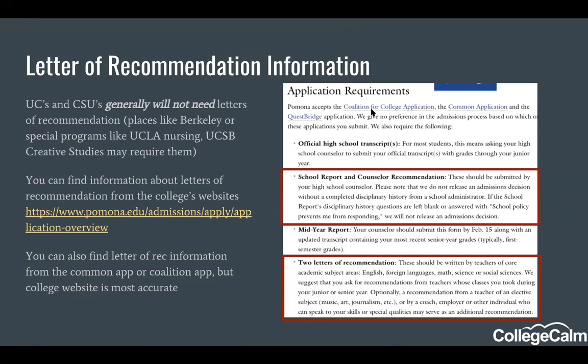So, in a few minutes, like the next slide, sorry. Additional recommenders and when to use them.